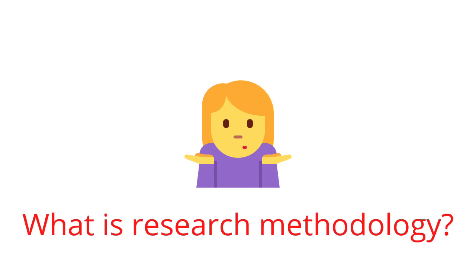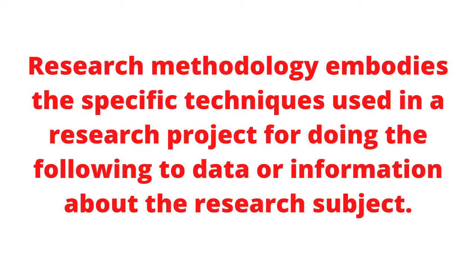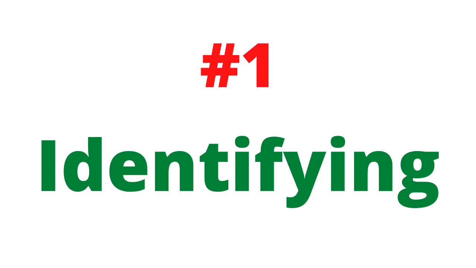Let's start with answering the question, what is research methodology? Research methodology embodies the specific techniques used in a research project for doing the following to data or information about the research subject. The first technique in your research methodology is the technique of identifying data or information about the research subject. Here we expect you to tell us what kind of data or information is suitable for describing the research subject.